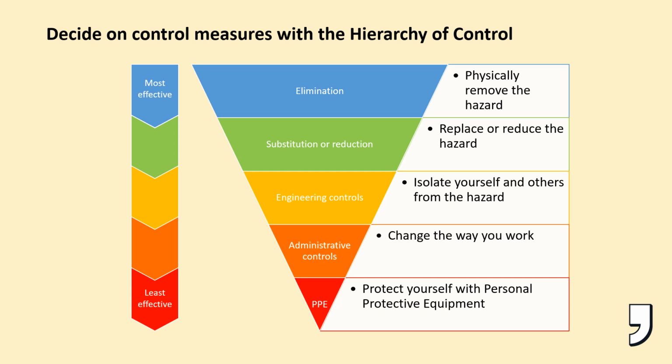Moving through to engineering controls, isolating yourself and others from the hazard. So that's another consideration before we move into administrative controls. So can we change the way that we work? And then finally, PPE. So that is our final stage in the hierarchy of controls. So once we've moved through those stages, we're left with PPE, which is protect yourself with personal protective equipment, which in this case could be a helmet.